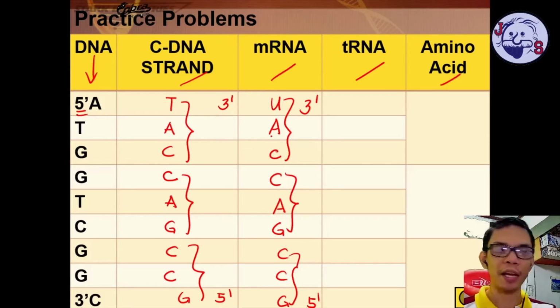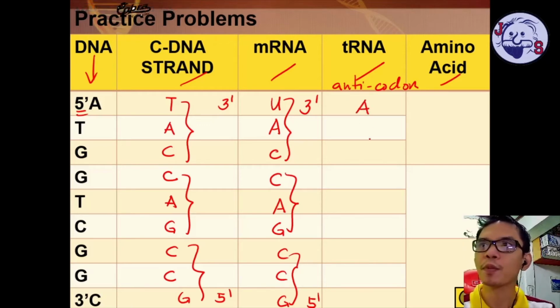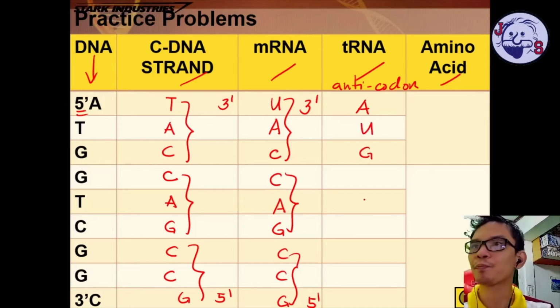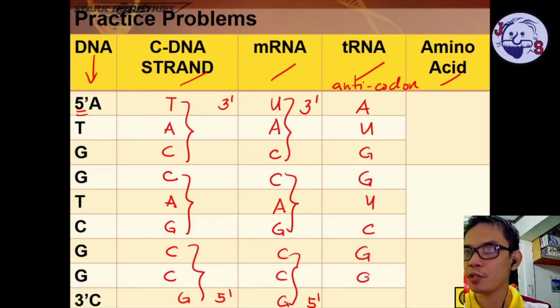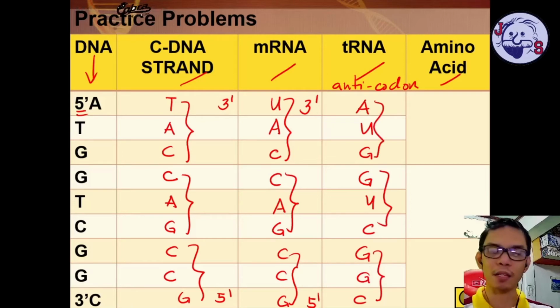So next one is the tRNA, the anticodon. These are the anticodons of the mRNA. So let's put it this way: the U pairs with A. As you can see, we will not use the 3' and the 5' here, so it is not needed anymore on the tRNA. So we have U, G, G, U, and C, then G, G, C, and brackets for the codons, and that's it.